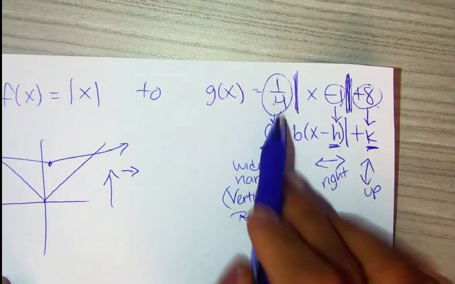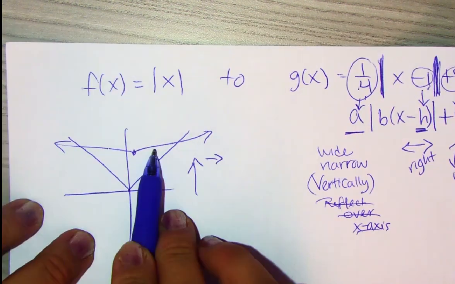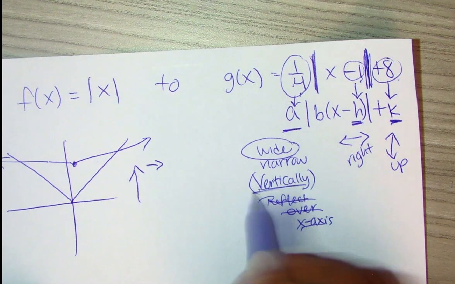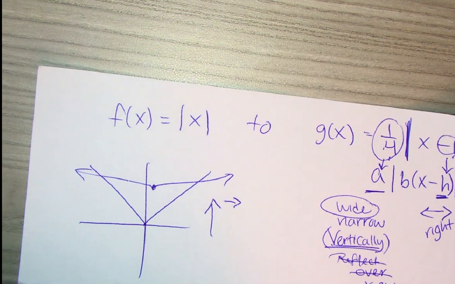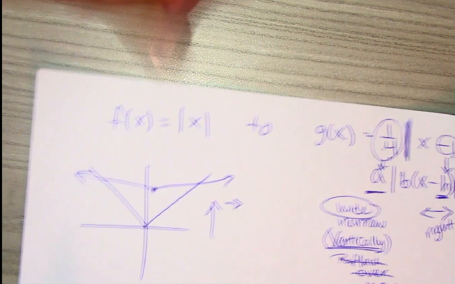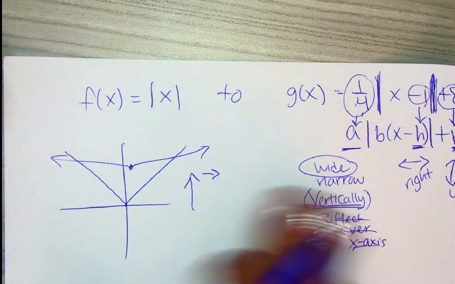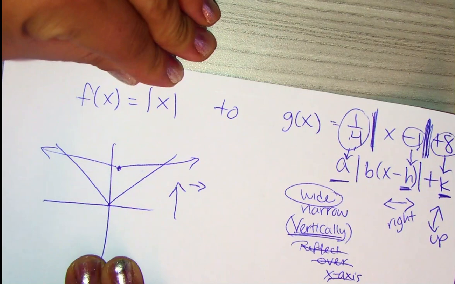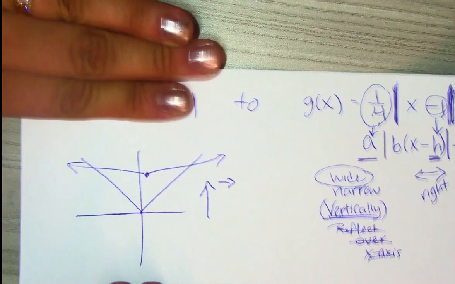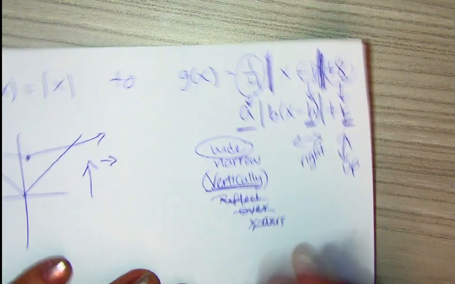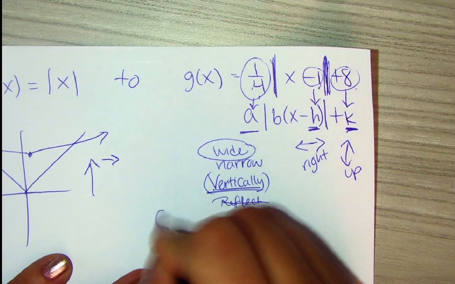Okay, and then as far as the 1/4, it definitely made it wider. But now we got to talk about what that means vertically. Did you vertically stretch it or compress it? Did you push down? Did you push to make it wider? Or did you stretch it to make it wider? So definitely pushing it will make it wider. It squashes it. So we're going to say vertically compressed.